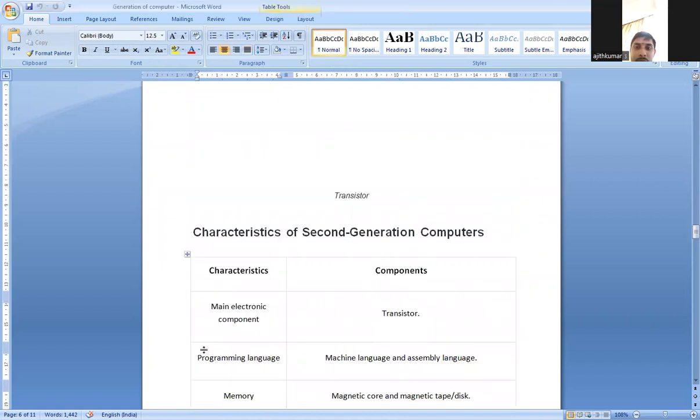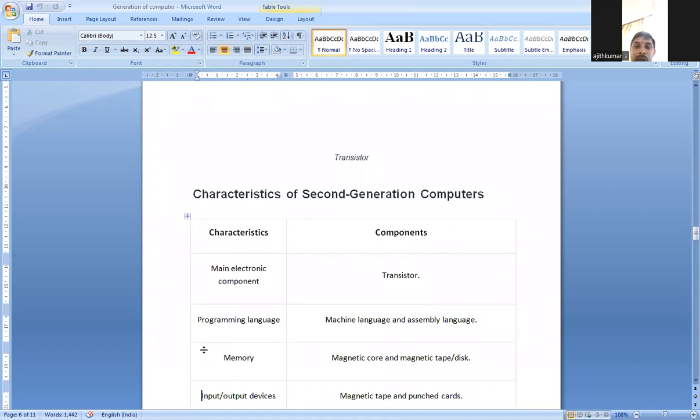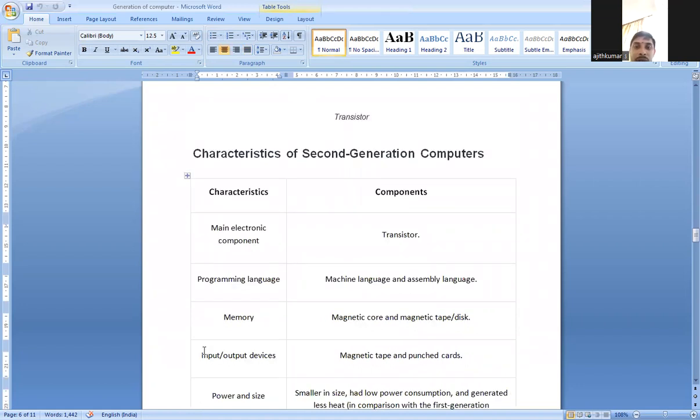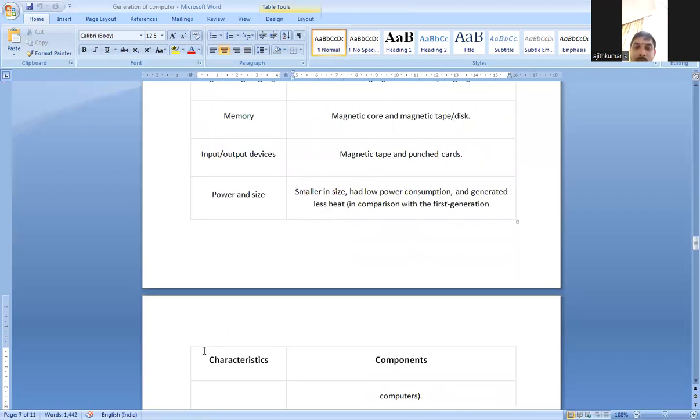Then next we see about characteristics of second generation computer. Main electronic component: transistor. Programming language: machine language and assembly language. Memory: magnetic core and magnetic tape. Input and output device: magnetic tape and punch cards, the same as first generation. Power and size: smaller in size, low power consumption, and generated less heat.